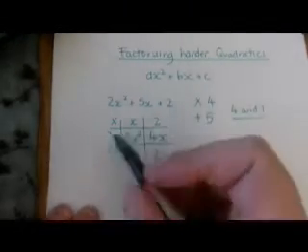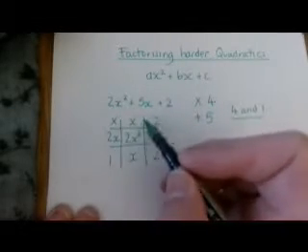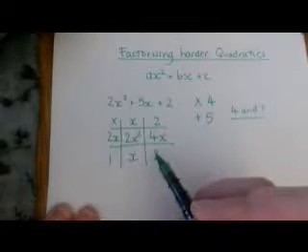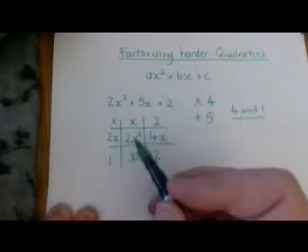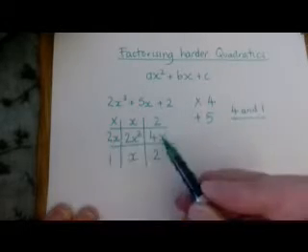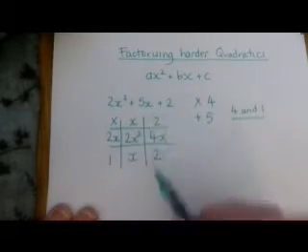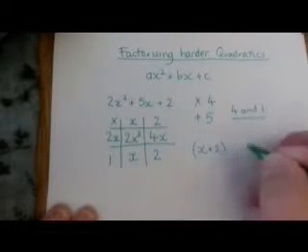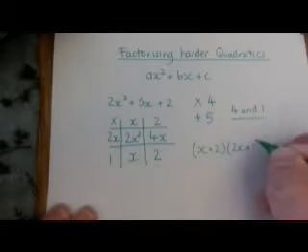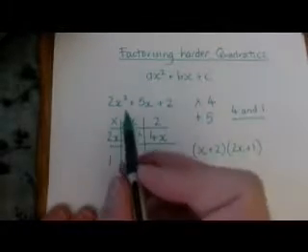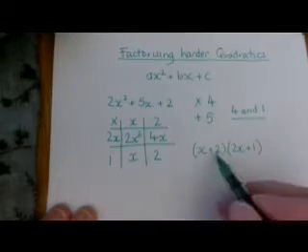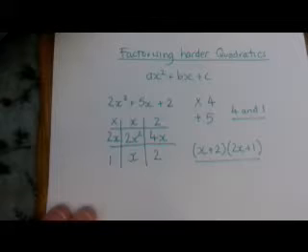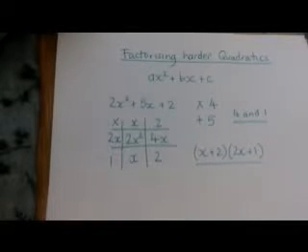So that's the only way that we can put things around the outside that will make these parts in the middle of the grid. So 2x times x is 2x squared, 2 times 2x is 4x, 1 times x is x, and 1 times 2 is 2. These are our brackets. So the factorised form of this equation here is this. Let's try another example.